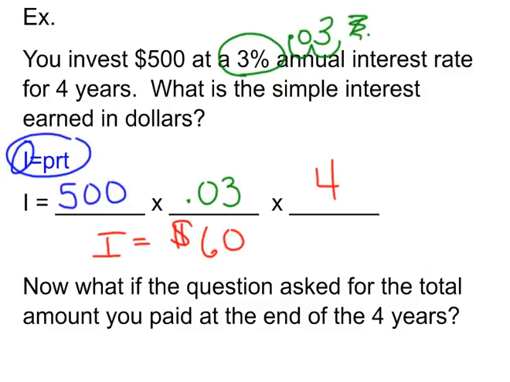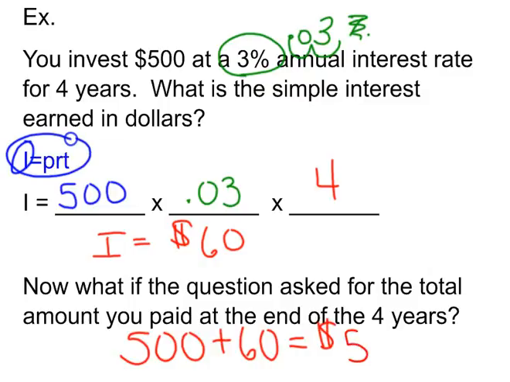So it's going to cost you $60 to borrow that $500. Now what if the question asked you for the total amount you're going to pay at the end of the 4 years? So what they really want to know in this case is not the interest, but how much that loan will actually cost you. It's going to cost you the $500 that you borrow plus the $60 in interest. So what you're really paying or borrowing is going to be $560. So that is only if they're asking for the total. If they're asking for the simple interest, that's all you need to give.